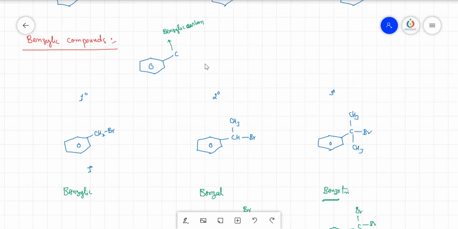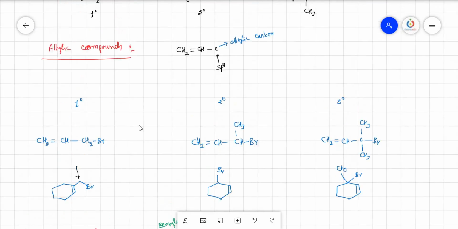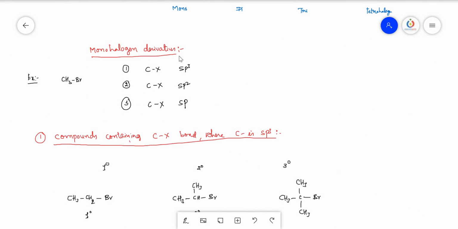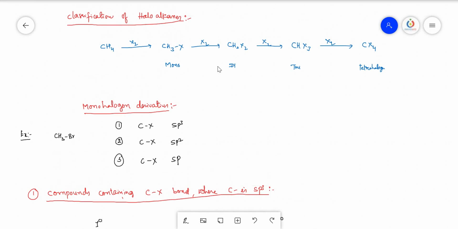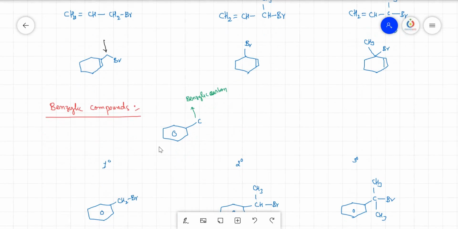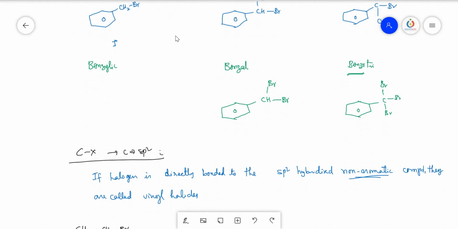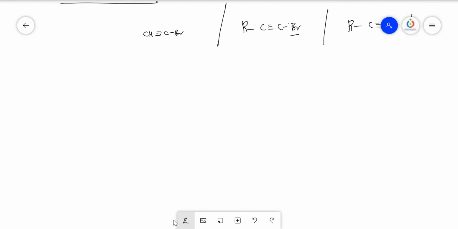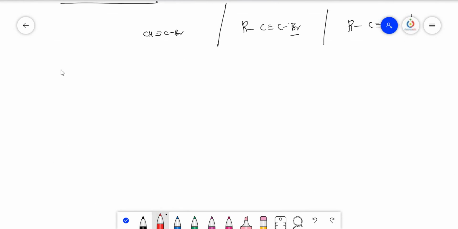Now let us see the other category. Only monohalogen derivatives we have discussed so far. So let us discuss the dihalogen derivatives. Dihalogen derivatives means the compounds where two halogen atoms are present, called the dihalogen derivatives.